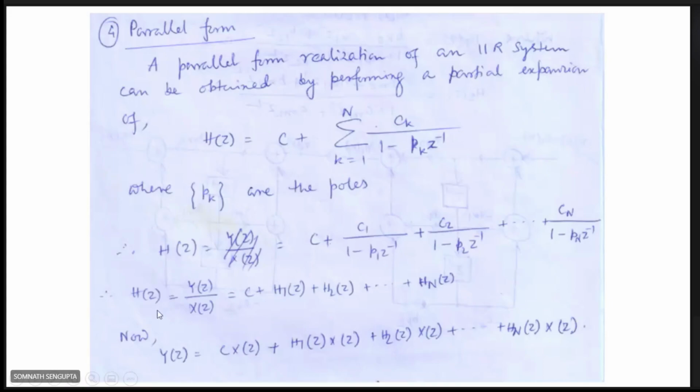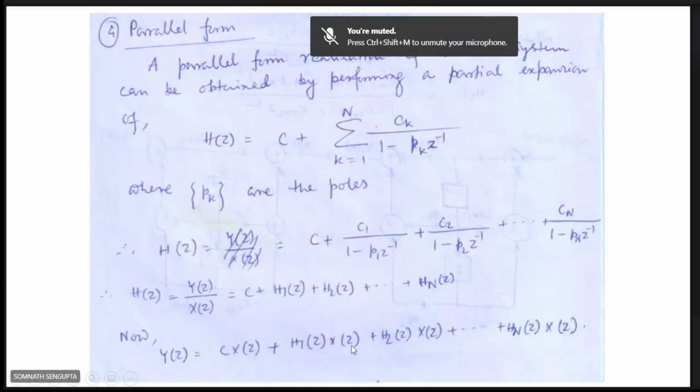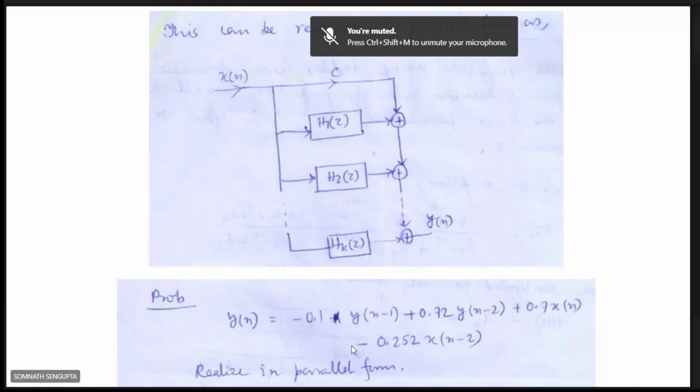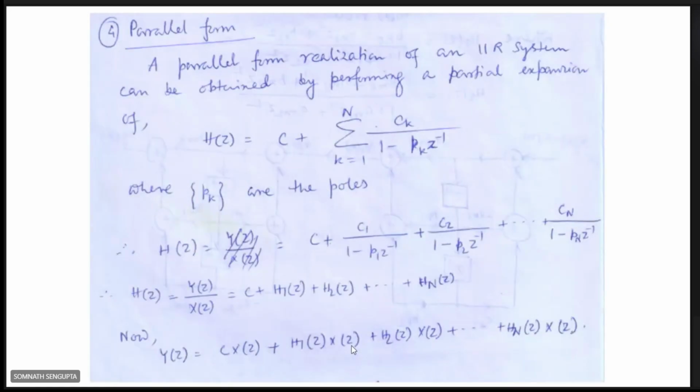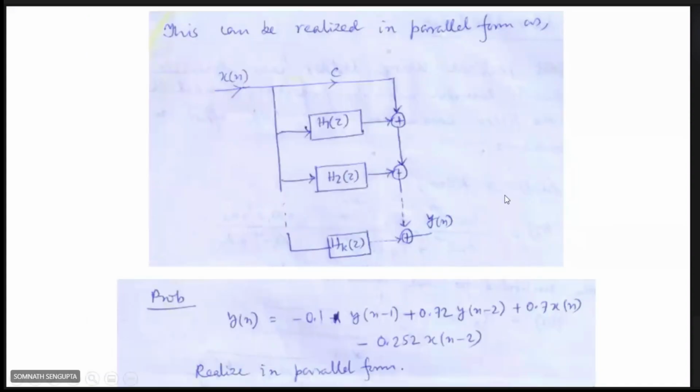Now what is the output? Y(z) is C multiplied with X(z), take X(z) into the right hand side, okay, then you add. So this is what is meant by this expression. This is the diagram.